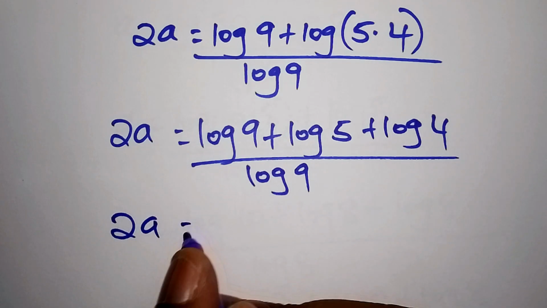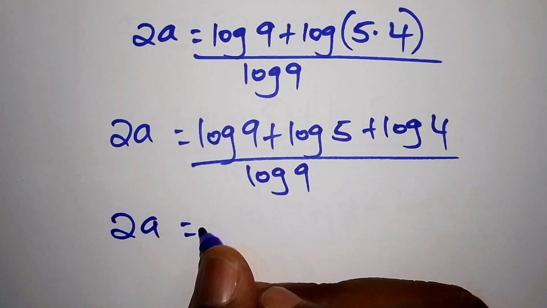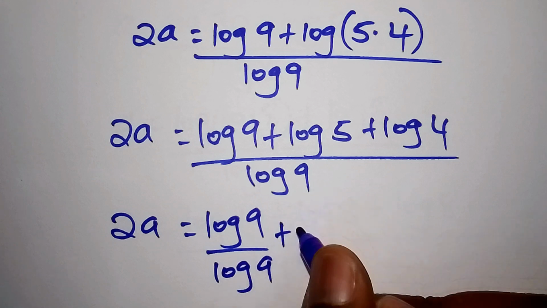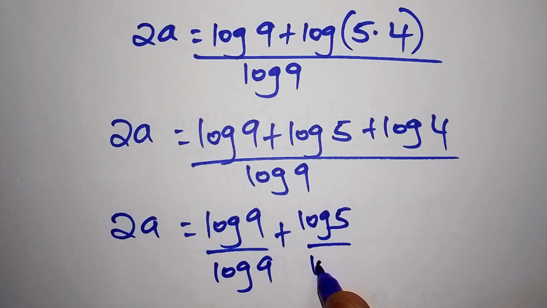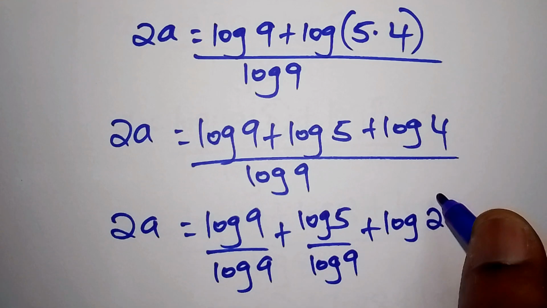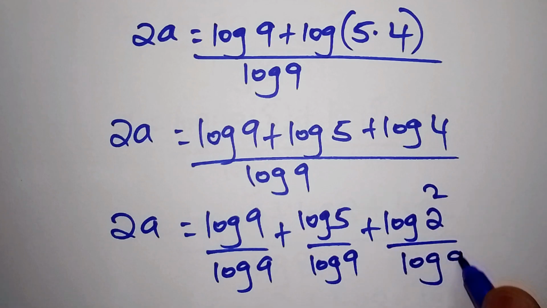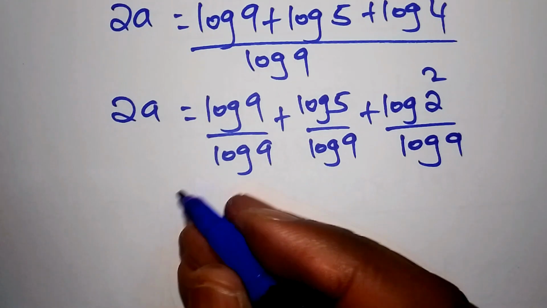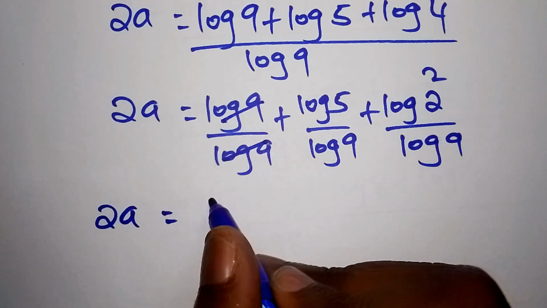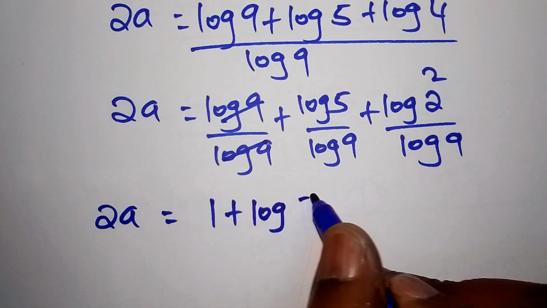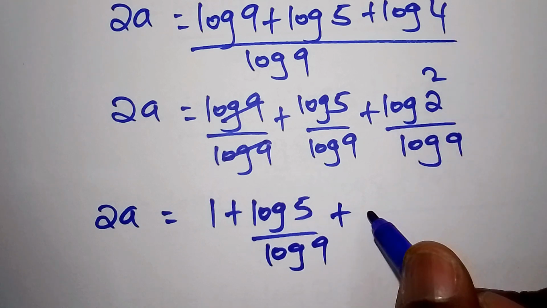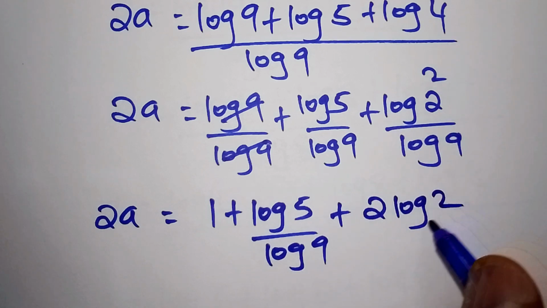Now 2a is equal to, so we shall divide each term by the log of 9. So now we shall have log 9 all over the log of 9, plus log 5 all over the log of 9, plus, log 4 can be written as the log of 2 to the power of 2, all over the log of 9. Next, the value for 2a is equal to, log 9 and log 9 shall cancel, so we remain with 1 plus the log of 5 all over the log of 9, plus the log of 2 to the power of 2, which can be written as 2 times the log of 2, all over the log of 9.